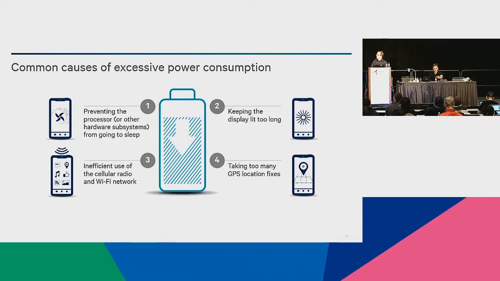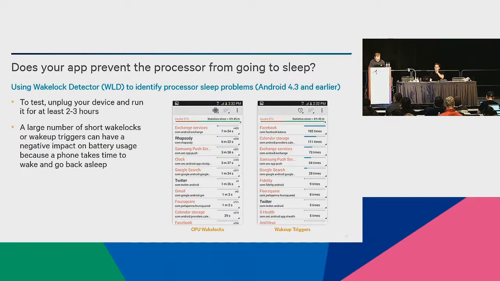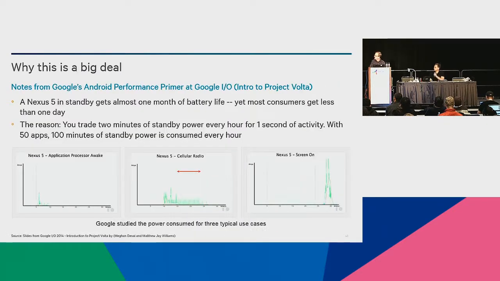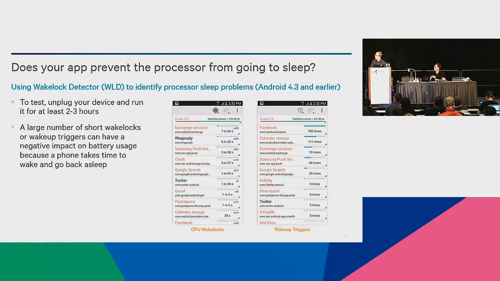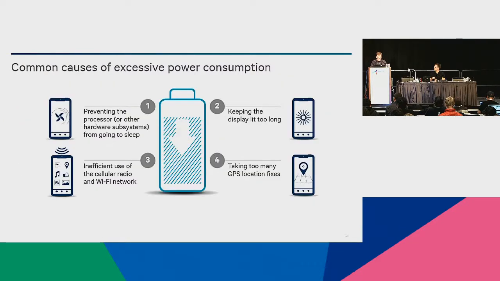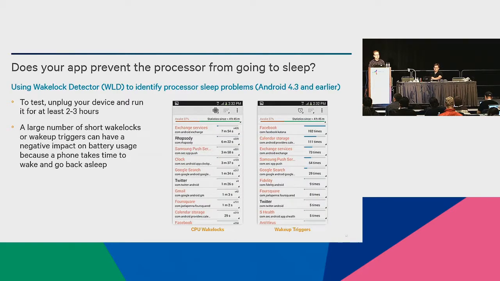So we already talked about this earlier, the 4 most common causes. Okay, so we've got number 1, preventing the processor from going to sleep. Number 2, keeping the display awake too long. Number 3, inefficient use of the cellular radio. And number 4, taking too many GPS fixes. And we've seen all those in some of the demonstrations today that we showed.